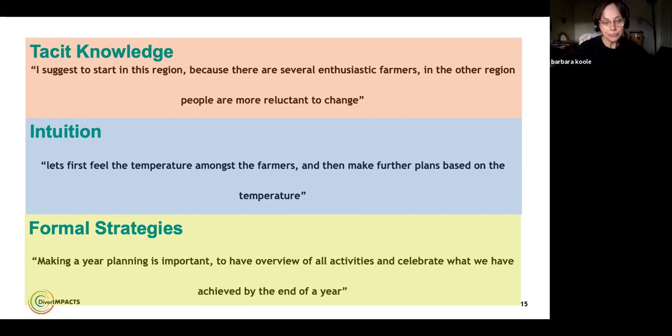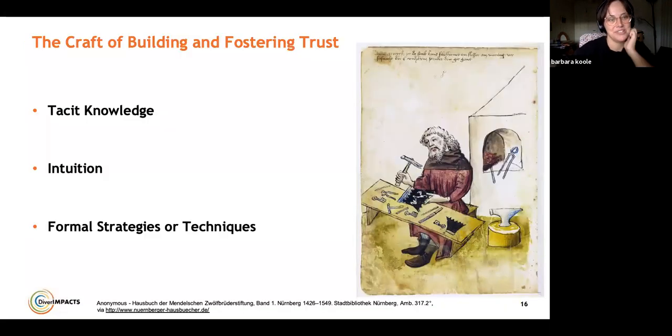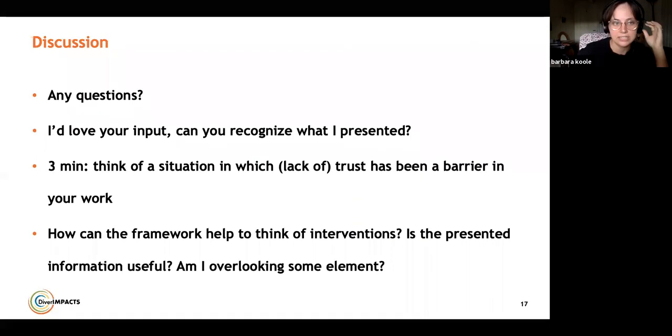Feeling the temperature. And then thirdly, more formal strategies that can also really play a very important role in fostering trust and that are maybe a bit easier to transfer. So for example, making a year planning and then have an overview of all activities and be also able to celebrate goals that have been achieved. So this is a more formal strategy that also aids the process of fostering trust. So I would say that this craft of building and fostering trust consists of these three elements: tacit knowledge, intuition, and formal strategies or techniques.